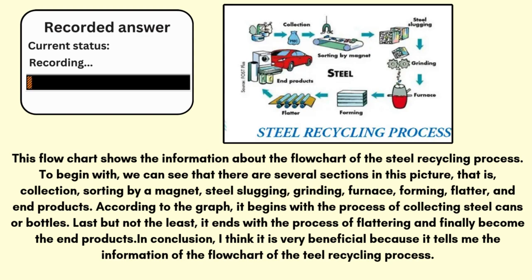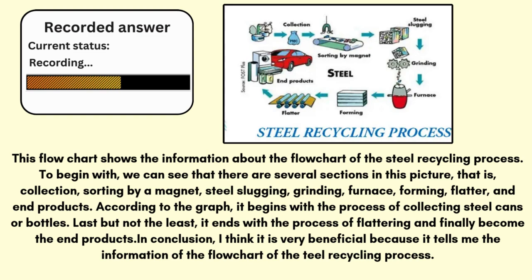This flowchart shows the information about the steel recycling process. To begin with, we can see that there are several sections in this picture, that is, collection, sorting by a magnet, steel slugging, grinding, furnace, forming, flattening, and end products.